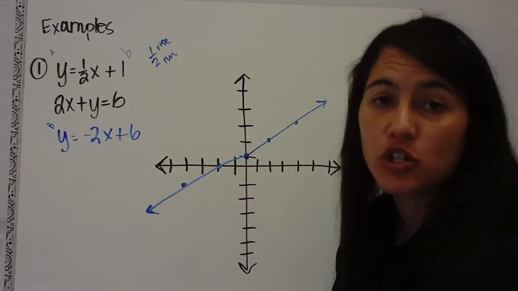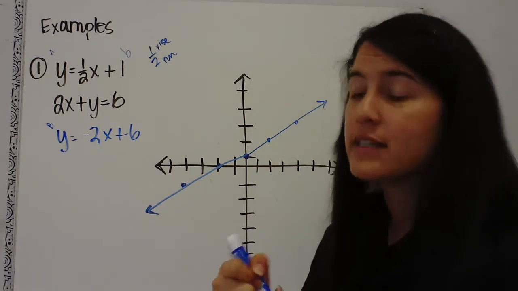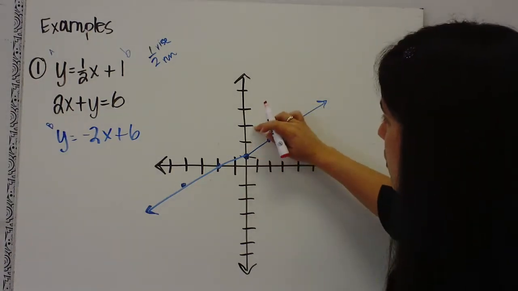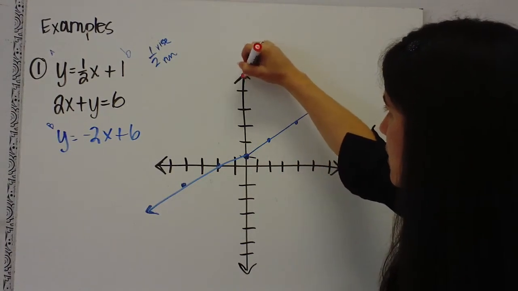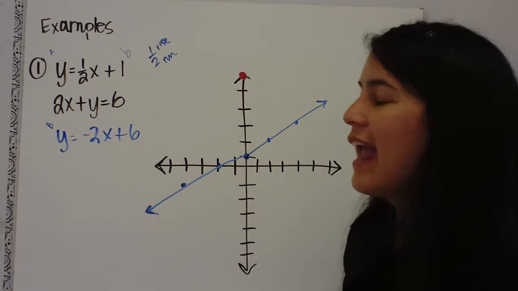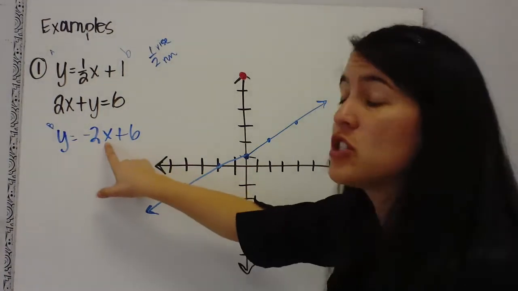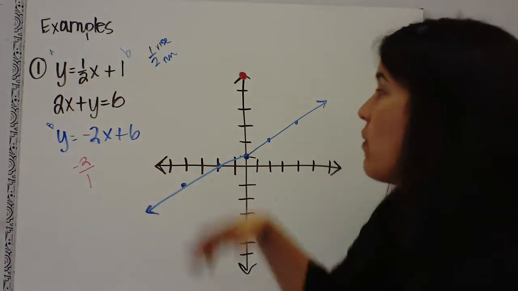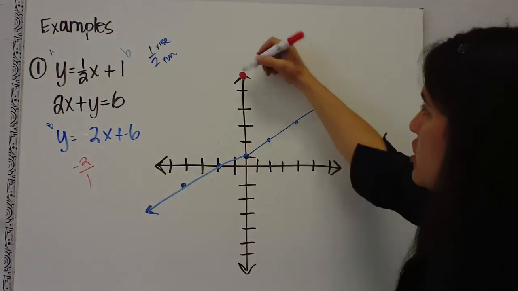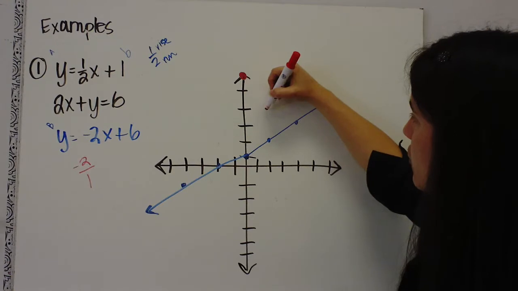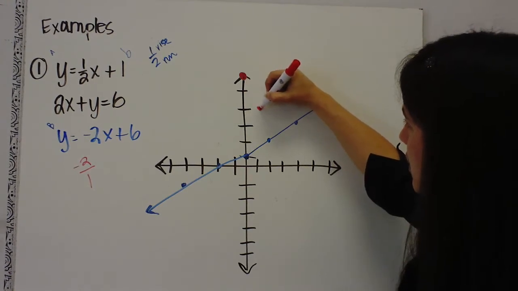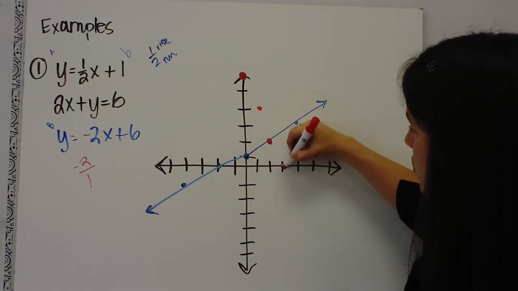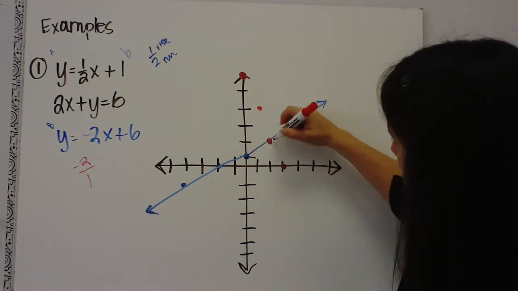for my first equation. Now the second equation has a y-intercept at 6, 1, 2, 3, 4, 5, 6. And it has a slope of -2. That slope of -2 is -2 over 1. So I want a negative slope, so I'm going to go down 2 over 1, down 2 over 1, down 2 over 1.